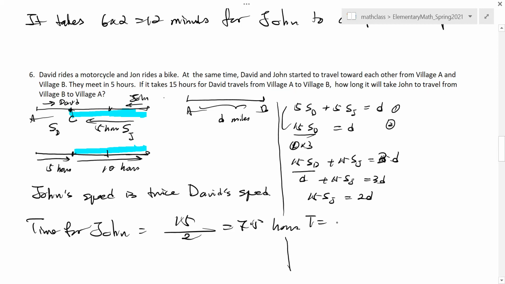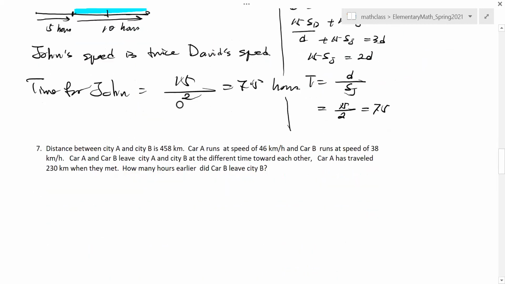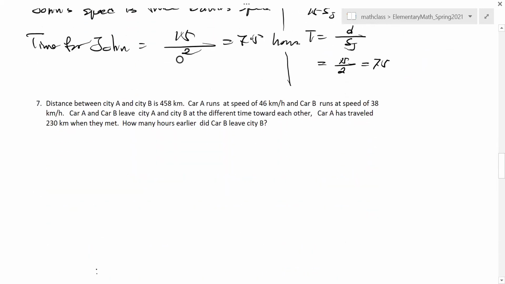So the time for John is going to be D divided by SJ, okay? But from the equation above, D divided by SJ is going to be 15 divided by 2. So it still gets the same answer, okay? So that's using the equations. For complicated problems, maybe equations are easier, but it's up to you whether you want to use the equations. So let's move on to the next problem.